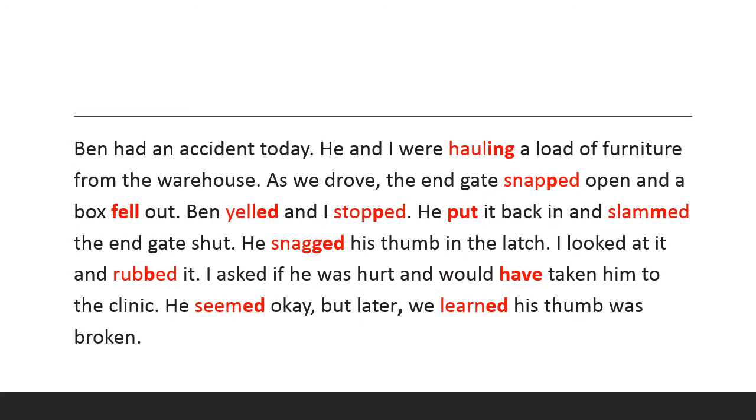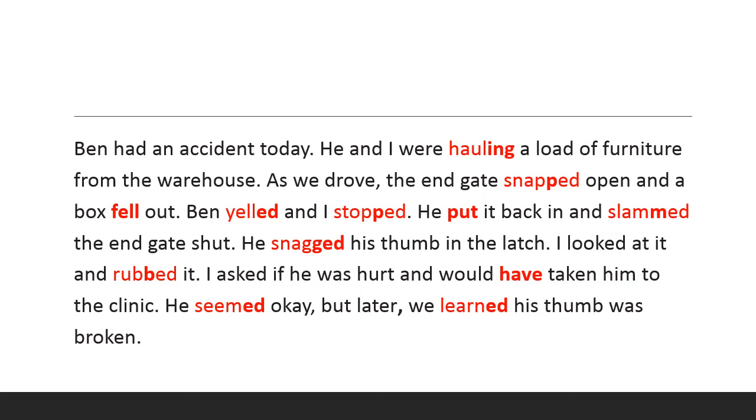And slammed. Again, there is a doubling of the consonant M in the past form. He snagged his thumb. Again, a doubling of the consonant G in the past form. I looked at it and rubbed it. Again, a doubling of the consonant B in the past form. I asked if he was hurt and would have taken him to the clinic. In the previous version it was would of, whereas it should have been would have taken. He seemed okay, but later we learned his thumb was broken.